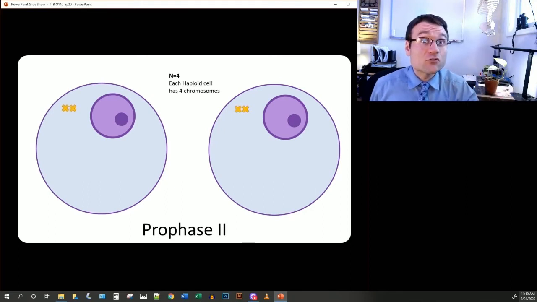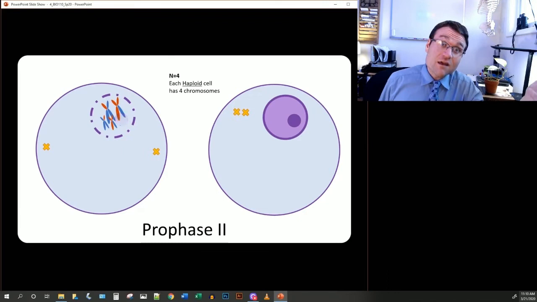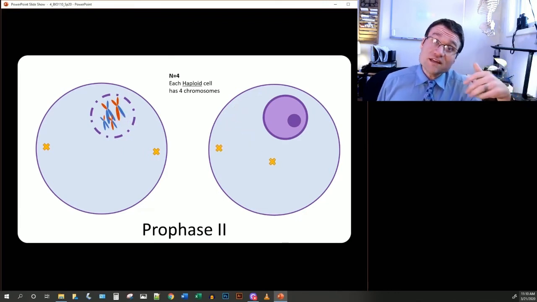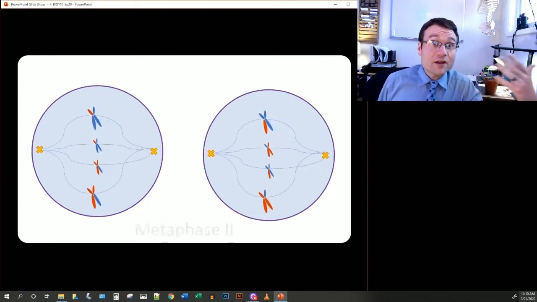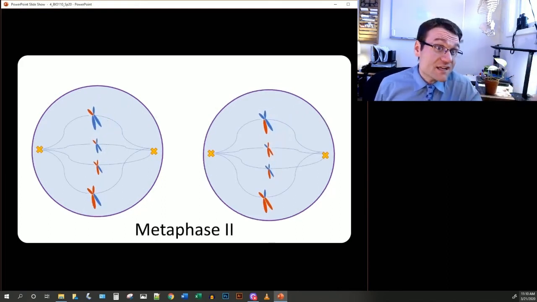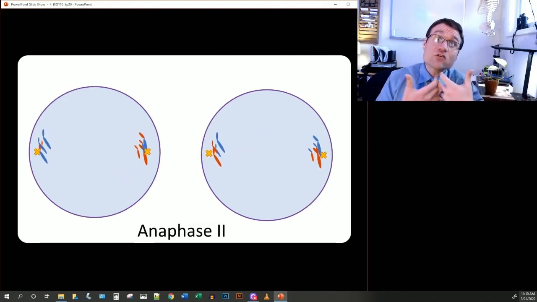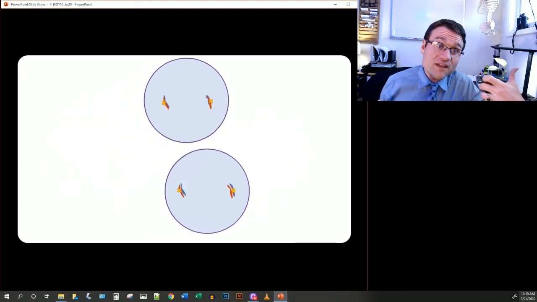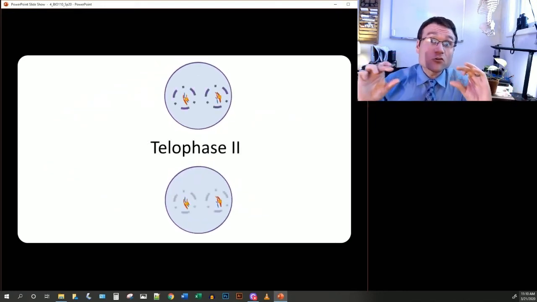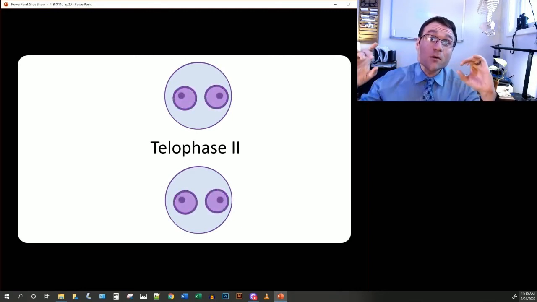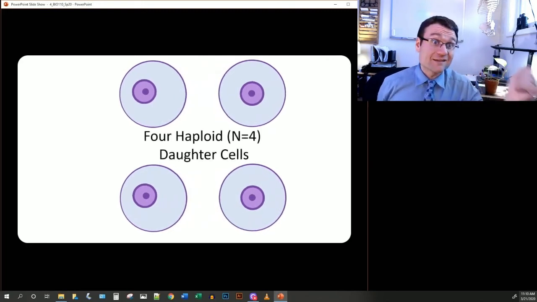In meiosis 2, the nuclear membrane breaks down. The centrosomes are going to migrate to opposite sides of the cell. The meiotic spindle is going to form, spindle fibers are going to develop, and they're going to pull those chromosomes to the metaphase plate. In metaphase 2, we have them lining up in a single file line, and then in anaphase 2, we separate the sister chromatids from each other. And after the sister chromatids separate, then we can form daughter nuclei, and in telophase, we pinch them apart into 4 haploid daughter cells at the end.